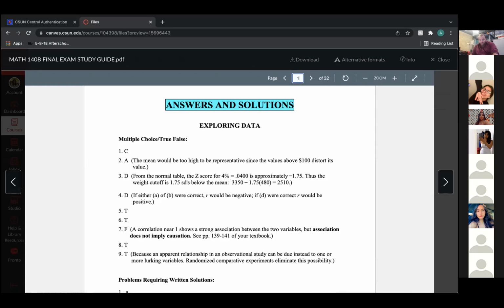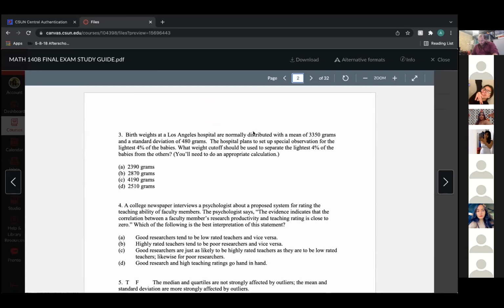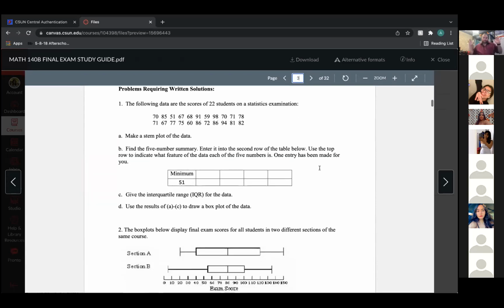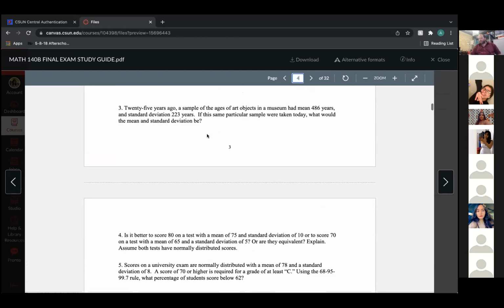Are you the one sharing right now? No, I'm not. I'll share. Oh, you're doing it? Yeah, so on the answer sheet, it says problems requiring written solutions. Wait, so birth weights at a Los Angeles hospital are normally distributed with a mean of 3350 and a standard deviation of 480. The hospital plans to set up a special division for the lightest 4%. What should be the cutoff? Well, we take out our calculator. Wait, sorry. Did you want the one with the written solution? My bad. Yeah, it was the one with the written solution. Oh, it's not that one, Professor. Sorry. You had one job.